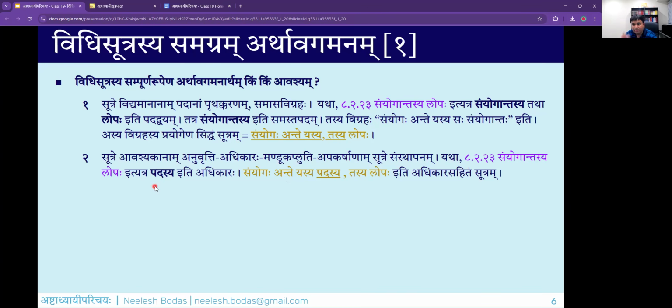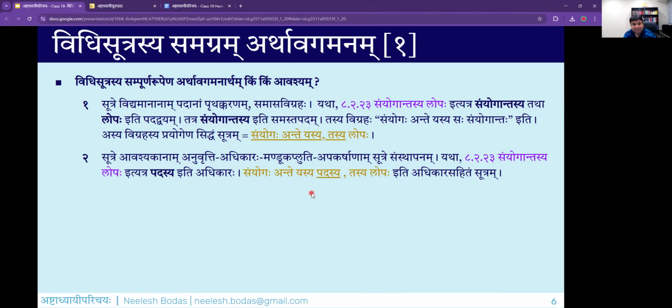So we bring that word padasya in this particular sutram. संयोगः अन्ते यस्य padasya tasya lopaha. Now see, the meaning has already started unfolding in front of us. Simply saying sanyogantasya lopaha was a little bit less evident. Now it is much more evident.